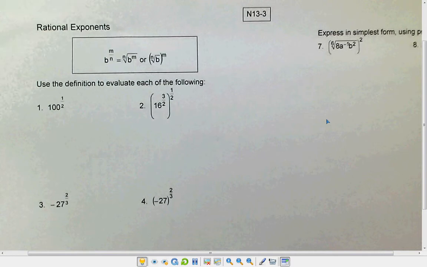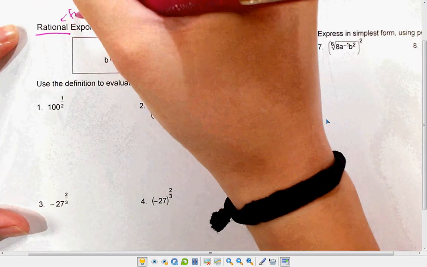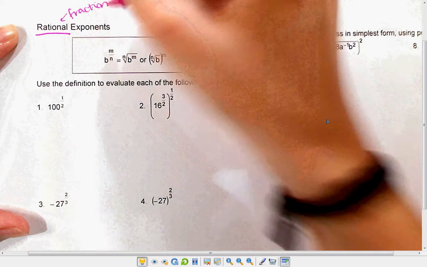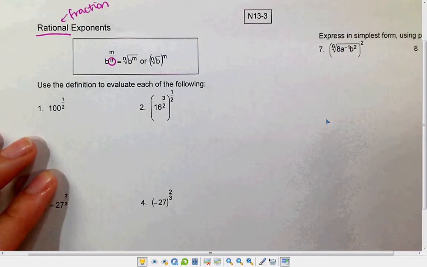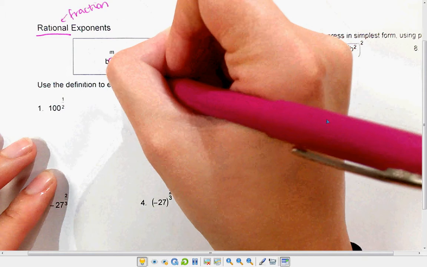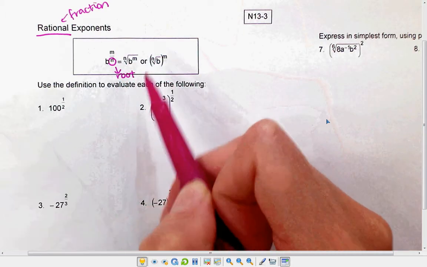Today we're going to learn our next lesson on rational exponents, which are just fraction exponents. Whenever we have a fraction in our exponent, the denominator of this exponent is going to be our root. So square root, cube root, or any root.